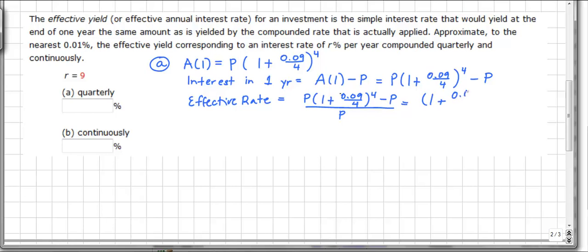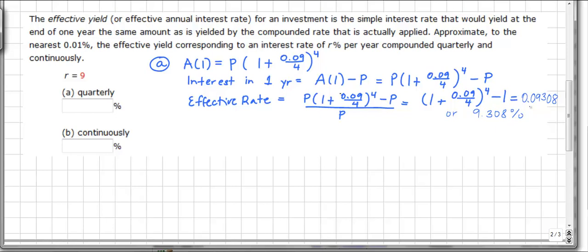Now notice algebraically, the principal cancels from the numerator and the denominator, and you're left with this calculation, which if we follow through with our calculator, results in 0.09308, etc., or 9.308%. Okay, and then we could round however the problem tells us to do.